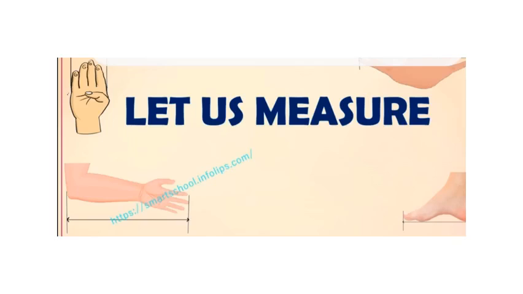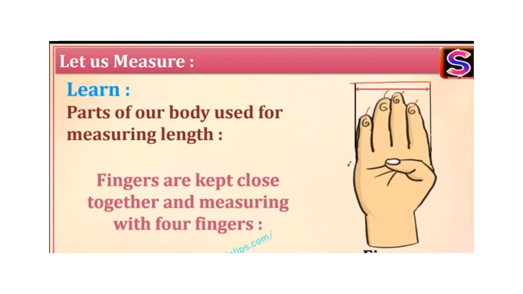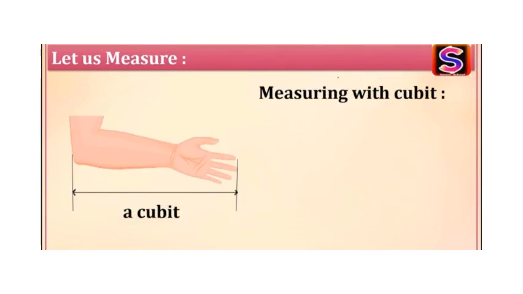Now, let's see the picture. Parts of our body used for measuring length. Can you see the fingers? Fingers are kept close together and we measure with the 4 fingers. Can you see this? 1, 2, 3, 4. We use 4 fingers to measure.